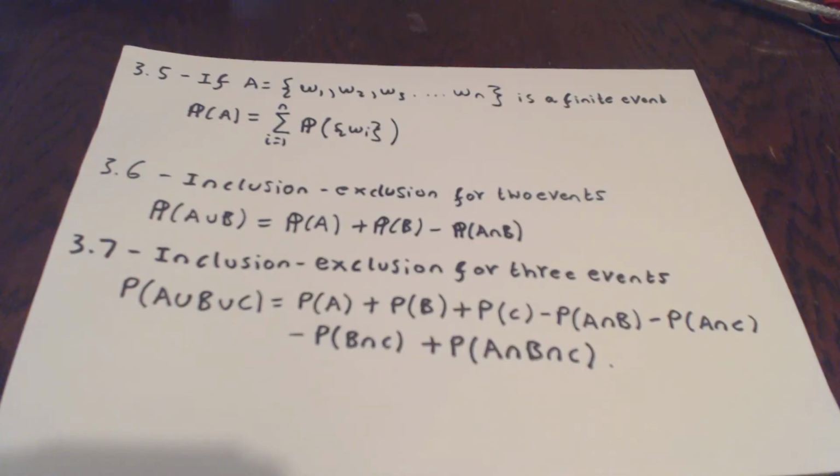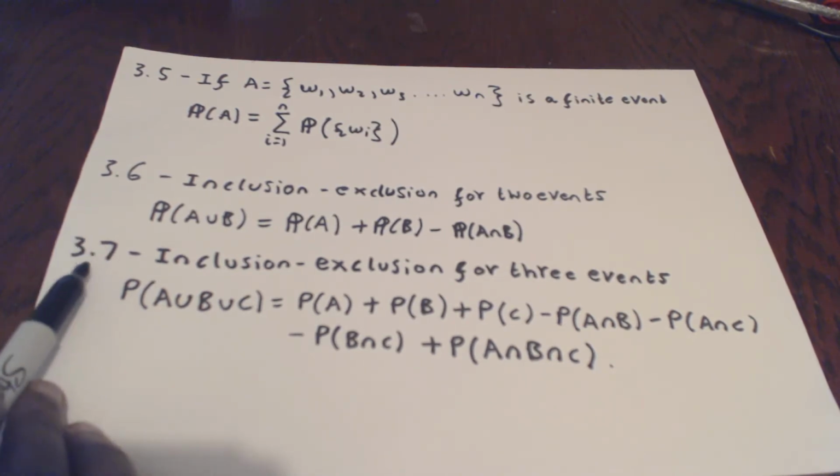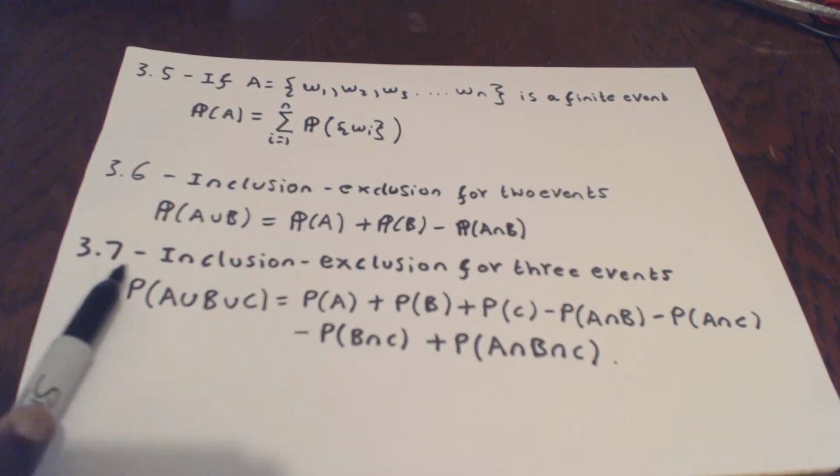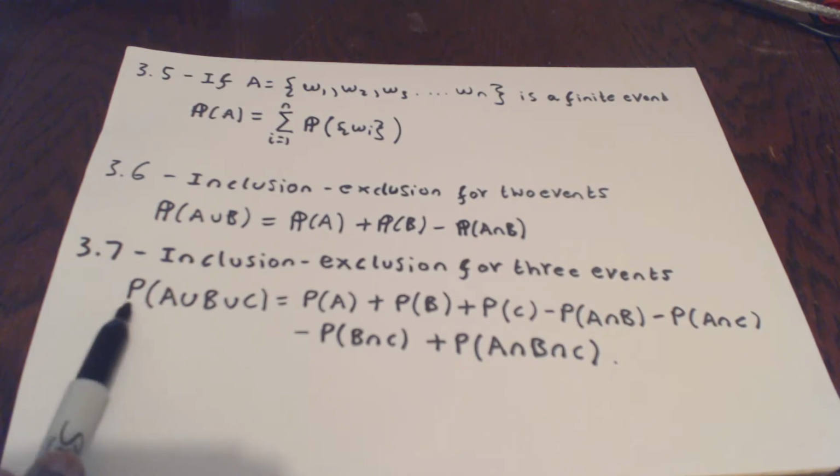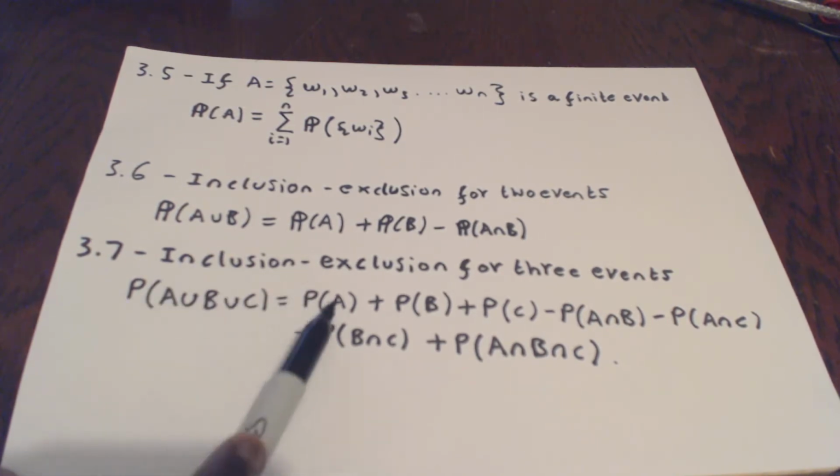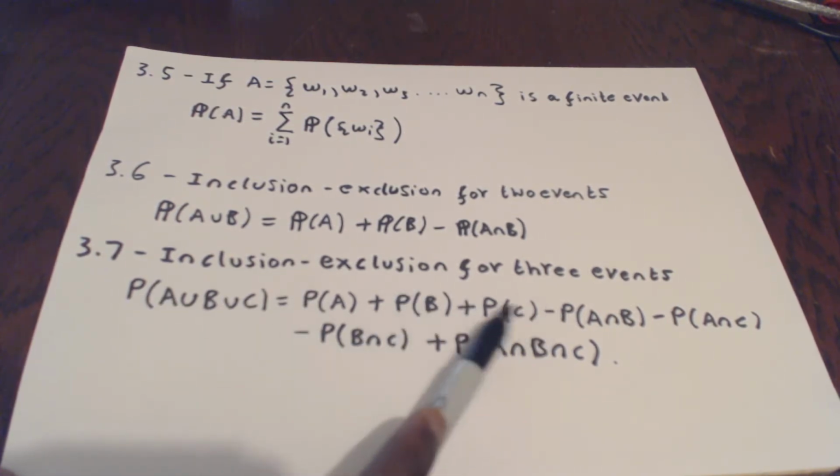Okay, so continuing from the video on sample space, events and Kolmogorov's axioms, we have 3.7, which was the last proposition. It is inclusion-exclusion for three events: the probability of A union B union C is the probability of A plus the probability of B plus the probability of C, minus the probability of A and B, minus the probability of A and C, minus the probability of B and C, plus the probability of A and B and C.